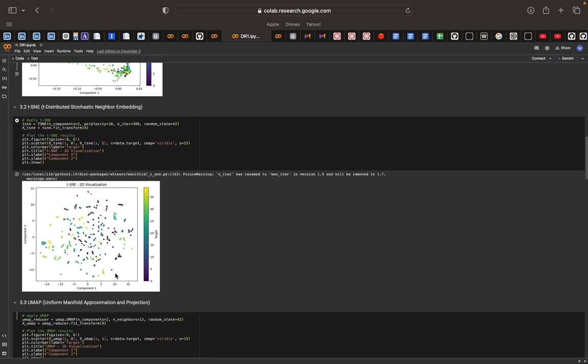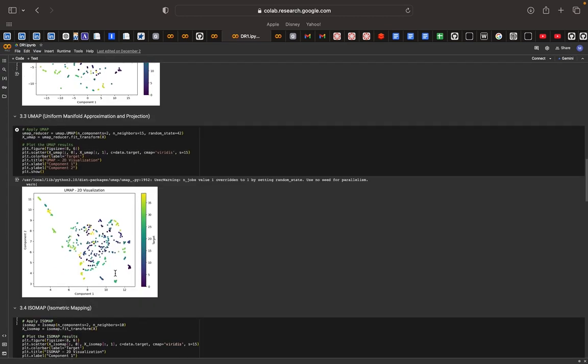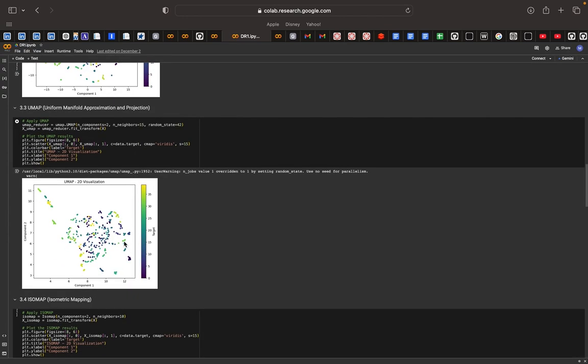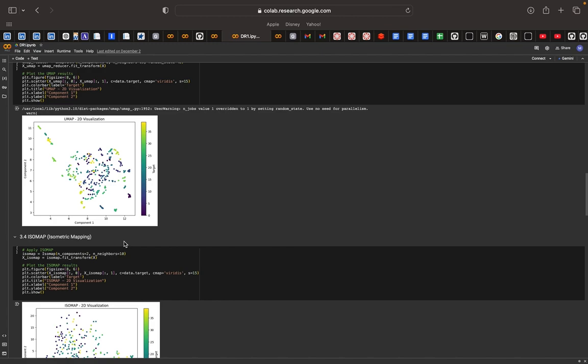And then further we have UMAP. UMAP is again a computationally efficient alternative to t-SNE, and it's mostly designed to preserve both local and global structures in the data. So the 2D visualization you see here shows the dataset structure with different clusters.